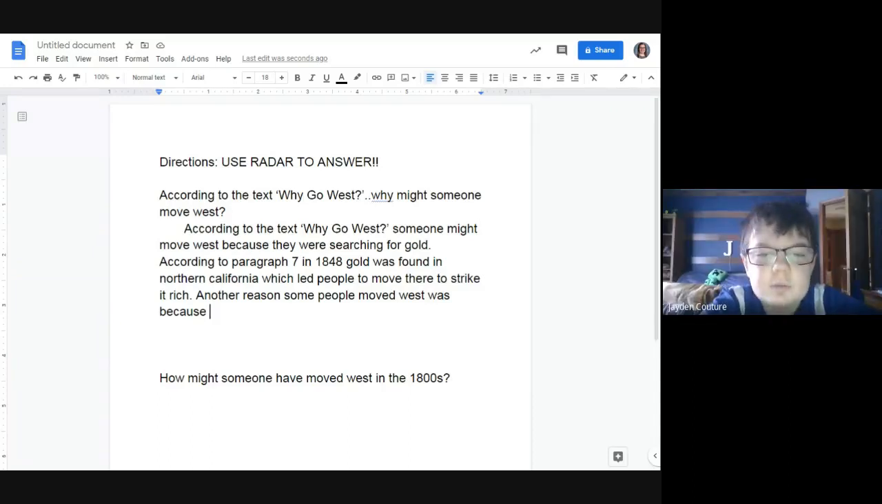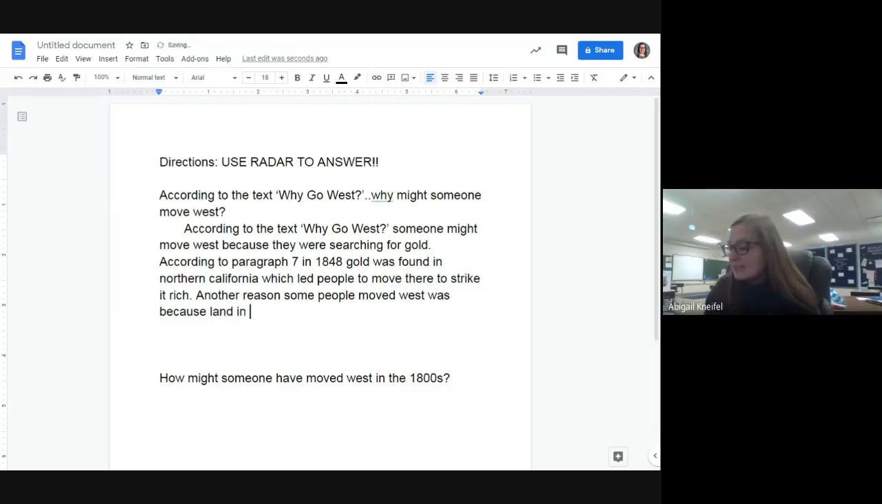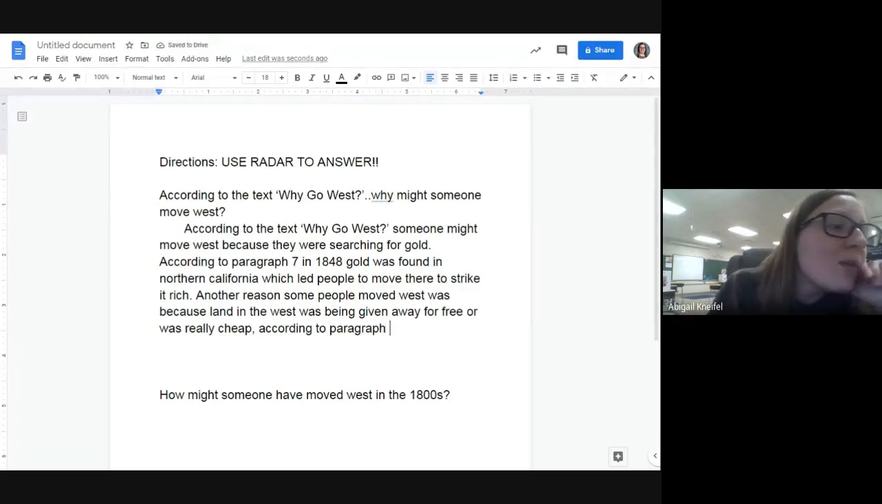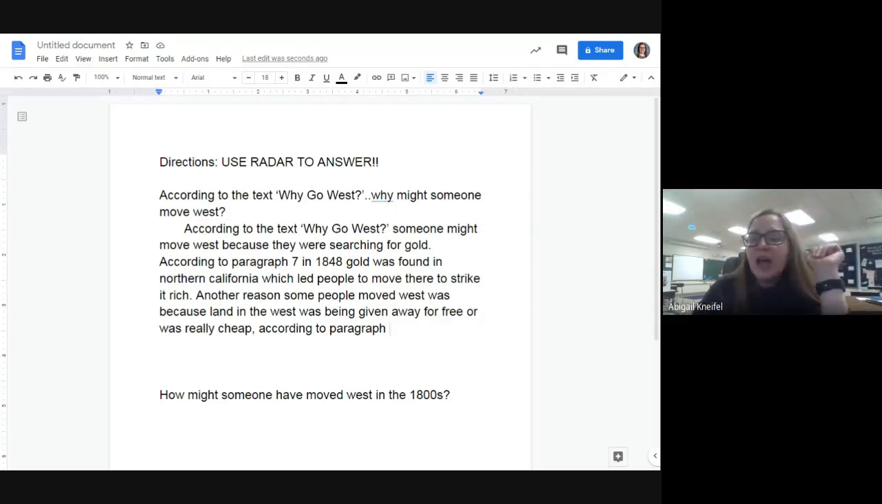Because the land was cheap, really cheap, or it was free. Right, because land in the West was being given away for free or was really cheap, according to paragraph what? So I'm going to give you text evidence. Can someone tell me what paragraph it talks about how the land was really cheap or was even free? Type it in my chat.